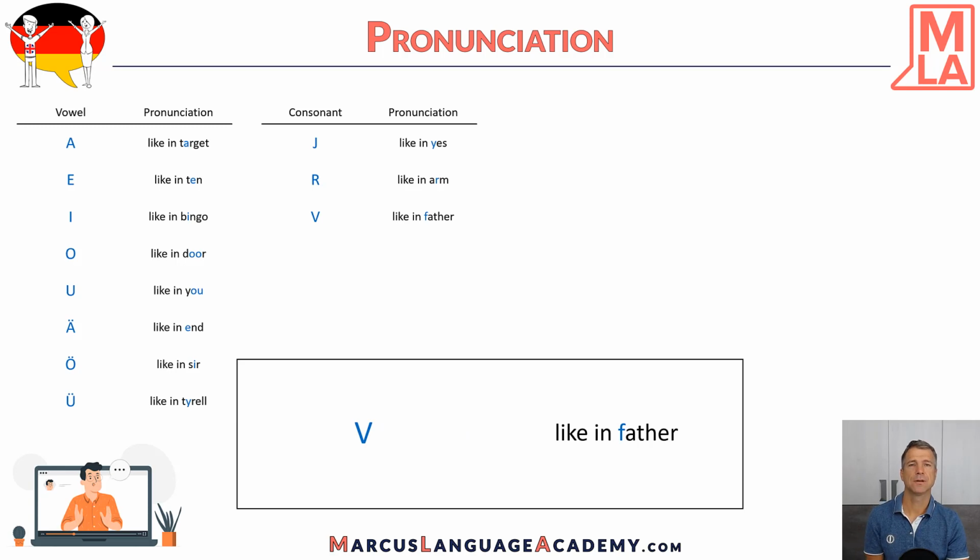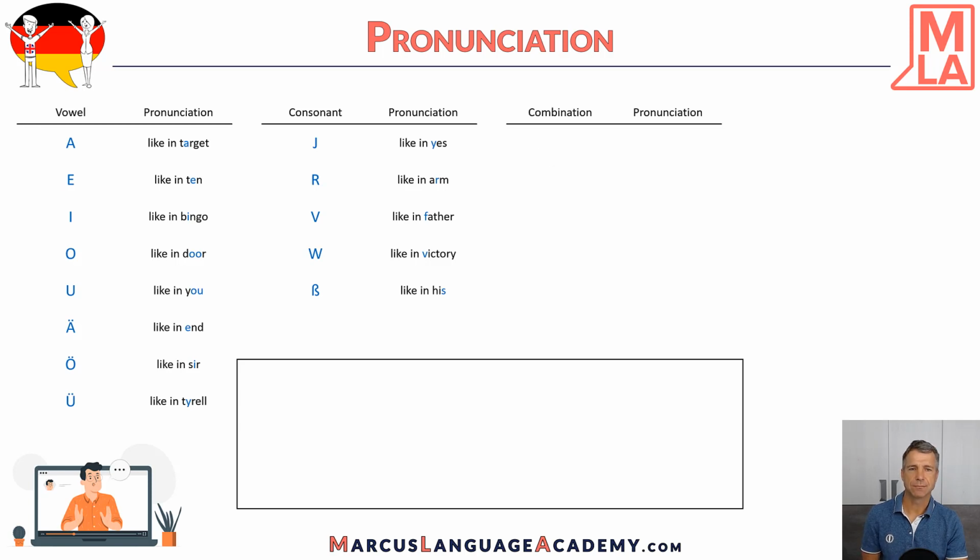V is called like in father. It sounds like an F. V sounds almost every time like an F. W is pronounced like V in victory. And this is also a special letter, called SZ. It's mainly pronounced like an S, like in his.